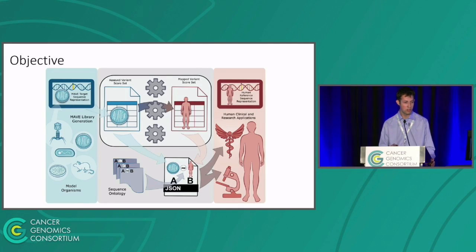For our study, we wanted to take in this MAVE data and map it to human reference sequences to enable dissemination of this data to downstream precision medicine resources. On the left, we have different model organisms and different data that comes from these organisms, but it's not described with respect to a reference sequence, so it can't really be used for downstream clinical interpretation. By mapping it and describing it with respect to a consistent human reference sequence, we're able to integrate this data into resources that use that data, such as the UCSC Genome Browser or the Ensembl Variant Effect Predictor.